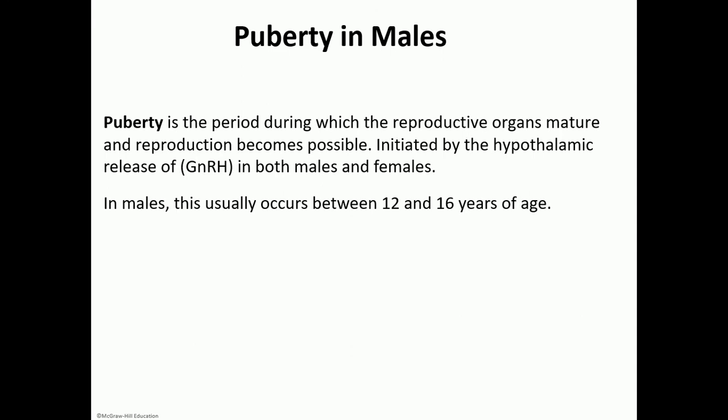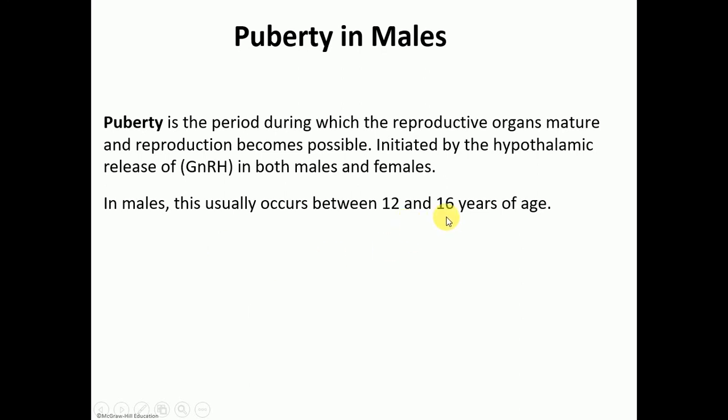Now for puberty in males, well, puberty, whether male or female, happens because you have to turn on the on button in the hypothalamus. Once the hypothalamus starts making gonadotropin releasing hormone, that is going to stimulate the anterior pituitary and so on, and the story continues.